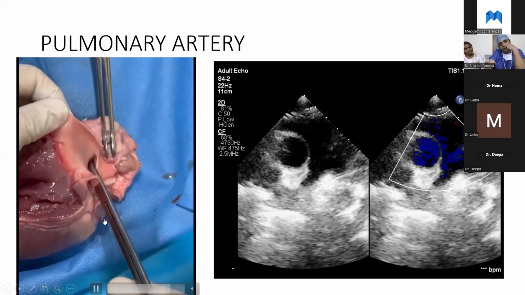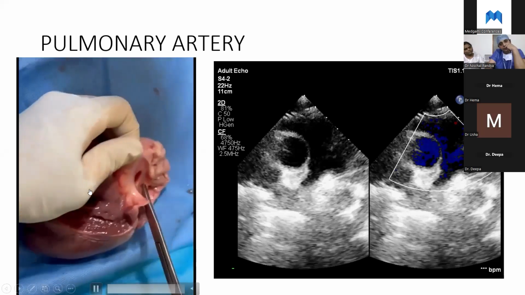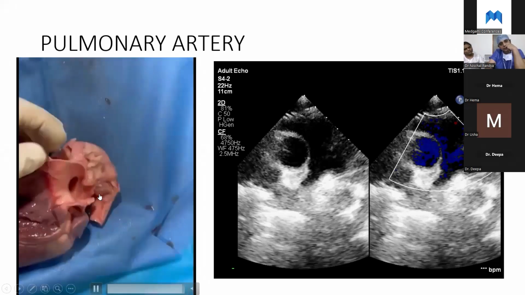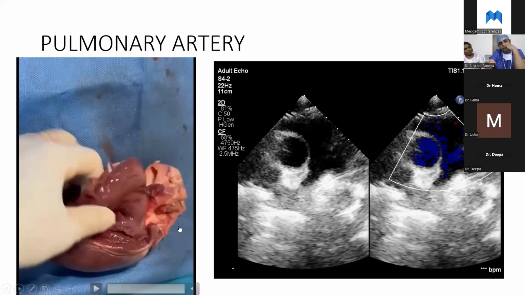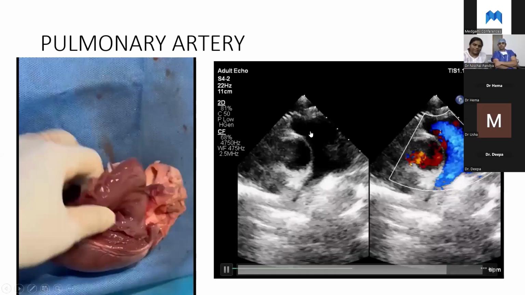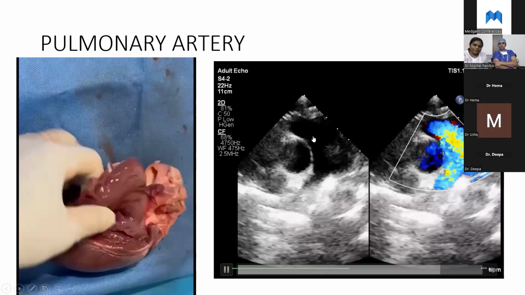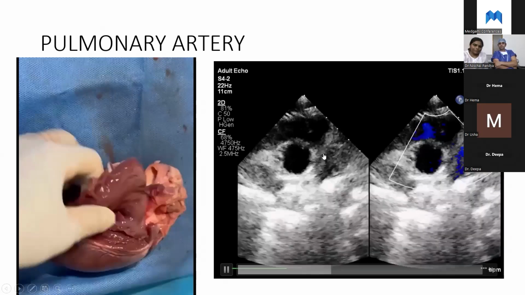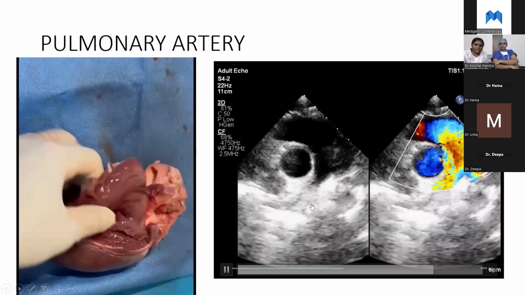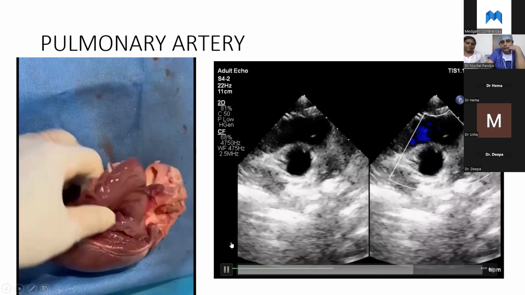Now that is the right PA or the right pulmonary artery. The ductus is not clearly seen here, but this is the right PA, and the opening goes on to the left pulmonary artery. So as we see, we can see the RVOT and the pulmonary valve here, which opens into the pulmonary artery, which is dividing into the left and the right pulmonary artery here.